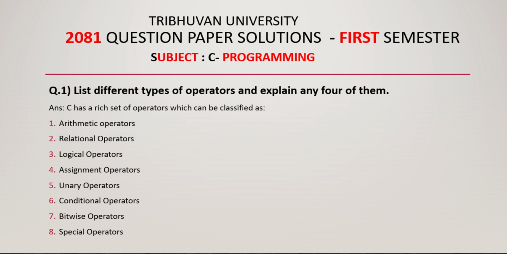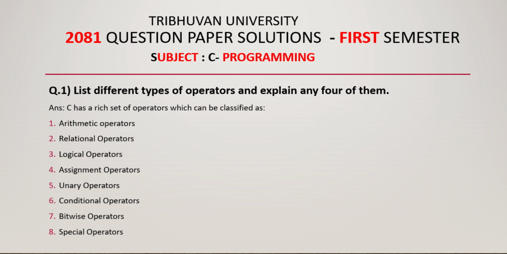In today's video, we'll discuss one of the most basic yet important topics from C programming, operators in C. Operators are special symbols used to perform operations on variables and values. Let's begin by listing all the types of operators in C.